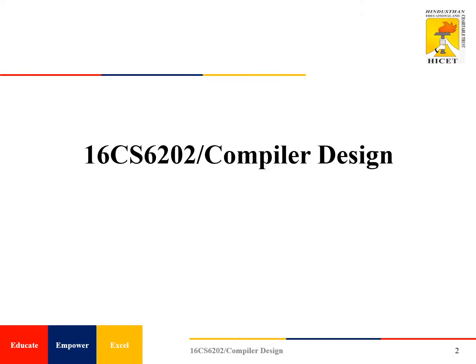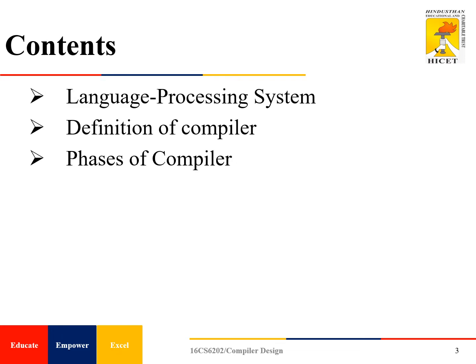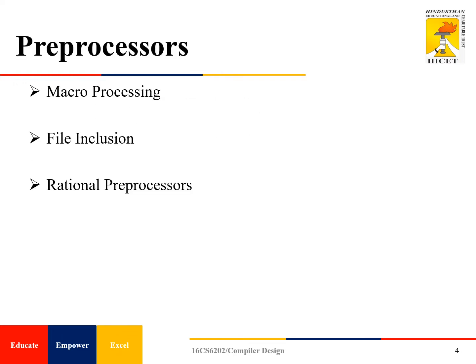In this video, you are going to learn what are the prerequisites for studying compiler design. Those are language preprocessing system, definition of compiler, phases of compiler. Language preprocessing consists of various steps. Out of that, first one is preprocessor. It consists of macro processing, file inclusion, relational preprocessors.